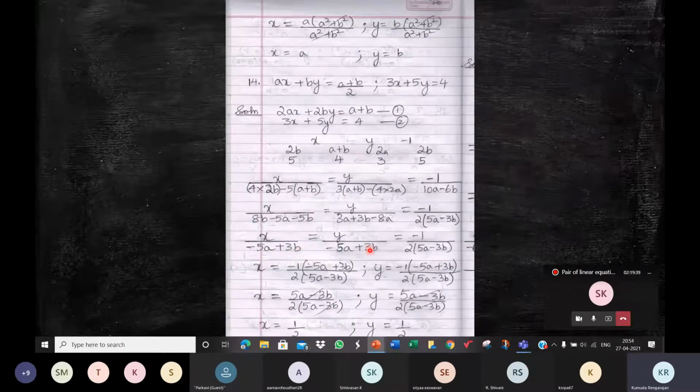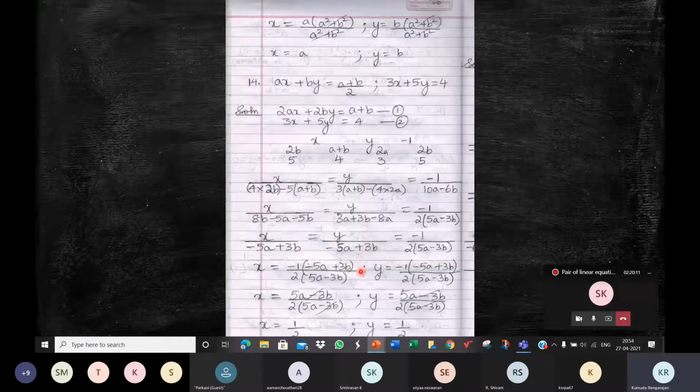Just look at this step. After simplifying the like terms, we get this. And here we have 5a minus 3b. What you can do here is, this is minus 5a plus 3b. Take out a minus sign. And in the bracket, you should write 5a. Since there's a minus outside, minus into minus will be plus. So when you take a minus outside, in the bracket, you will get 5a minus 3b.